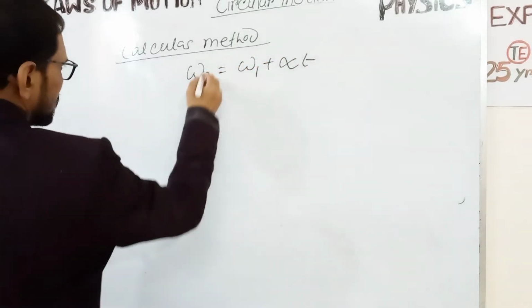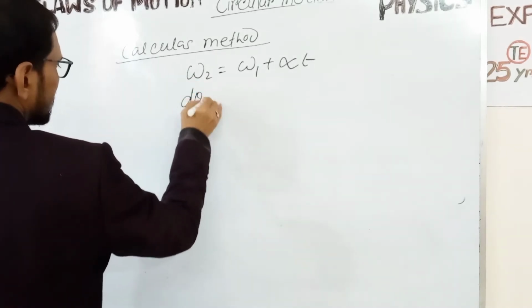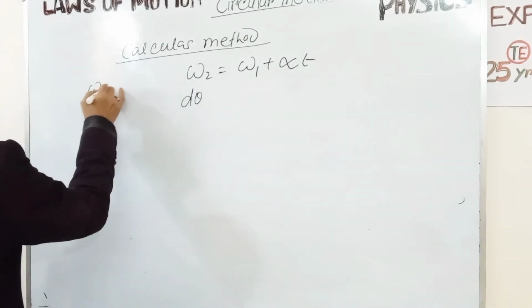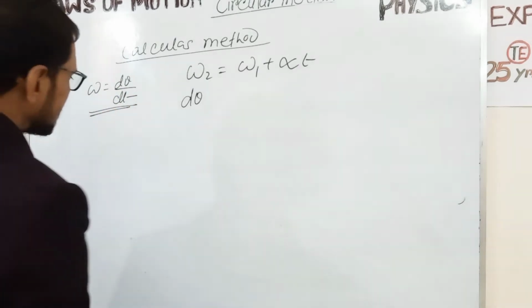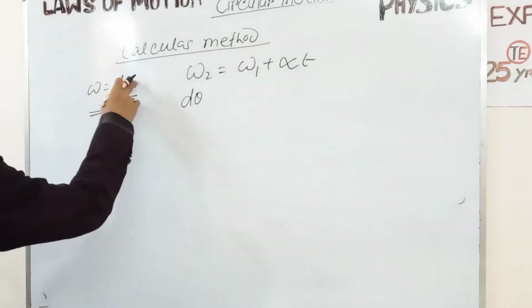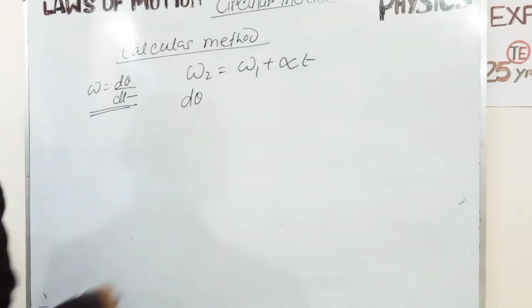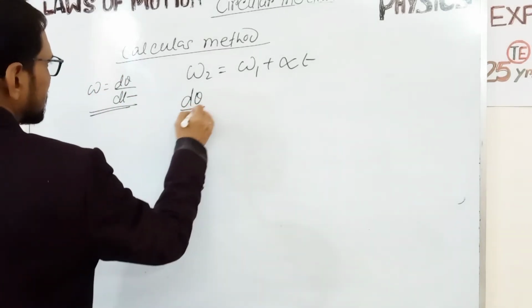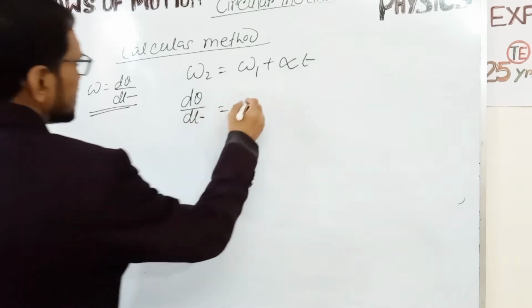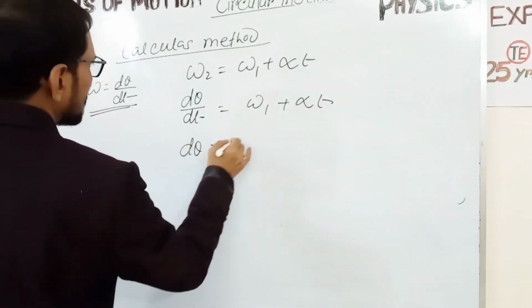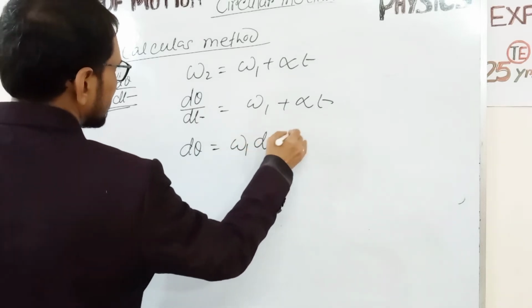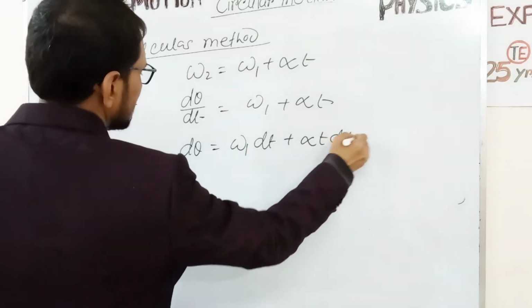This is the first equation. Now for the second equation: what is omega? Omega equals d theta by dt, this is the definition of omega. In the calculus method, omega equals d theta by dt. So d theta by dt equals omega 1 plus alpha t. So d theta equals omega 1 dt plus alpha t dt.